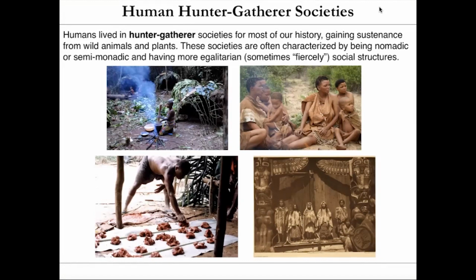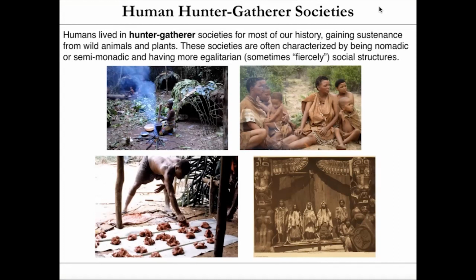Another important part is that these societies were generally very egalitarian, or much more egalitarian than the societies of humans that came later in our history. They'd sometimes be described as fiercely egalitarian, where if you did not share things as well as other people, you could be kicked out of the tribe, which would be a terrible, terrible thing. Humans basically can't live outside of society in these social structures.